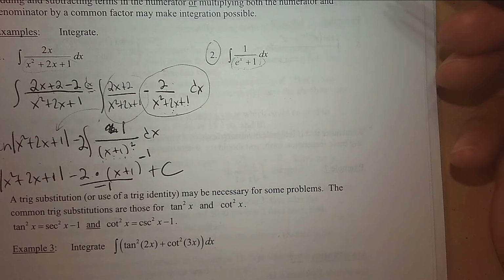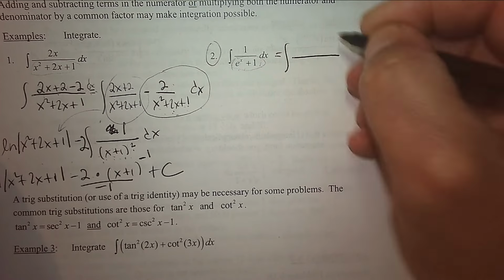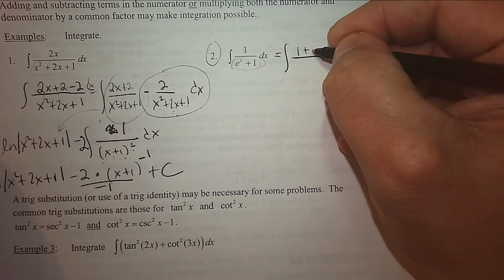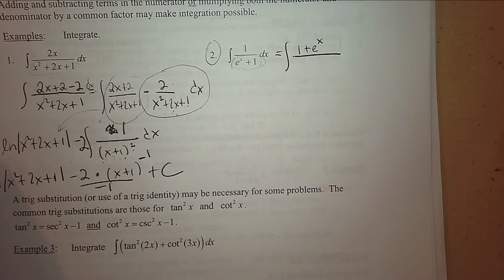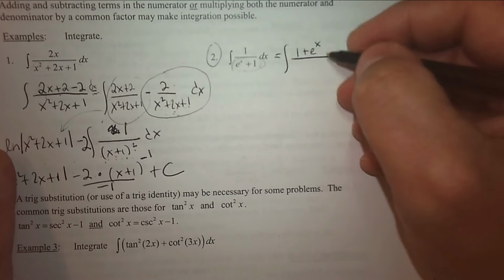What do I need in the numerator? e to the x. So guess what I'm going to do? Feels like you're just making up the rules as you go, right? You're going to add e to the x, because that's what I need. But if you add it, you also need to subtract it.